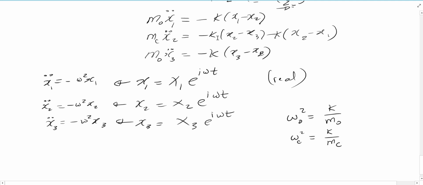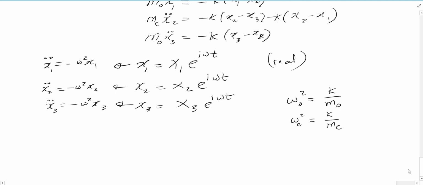And if I divide the second equation by mc, again I'm going to pick up an omega c squared. But don't forget, I have two terms in here. I have an x2 in here and I have an x2 in here. So I have two of them. And I have a minus times minus, that's a plus, and a minus times minus, that's a plus. And in here I have again k over m naught, which is omega naught squared.